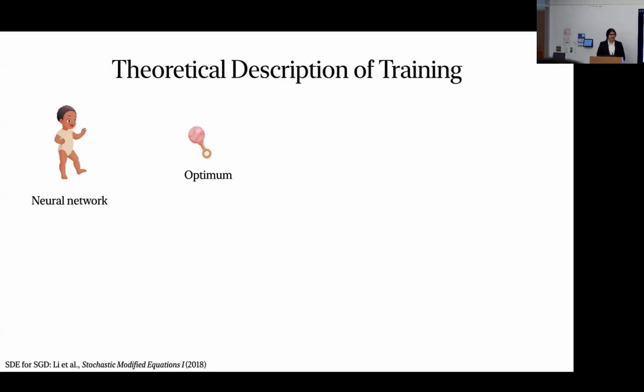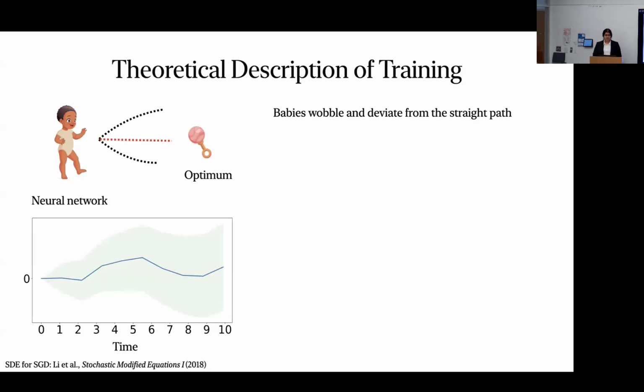Okay, so let's see how this theoretical description of training works out. Suppose your neural network is like a baby trying to reach for the optimum, a rattle. So a very coordinated baby would take this sort of straight path directly to the toy. But we know that babies are sort of uncoordinated and wobbly. So they might take one of these black paths. If we were to plot the baby's position as a function of time, we would see that there's, it may be hard to see on the screen, but there's a shadow here, a green shadow that indicates some uncertainty in the position of the baby as time goes on.